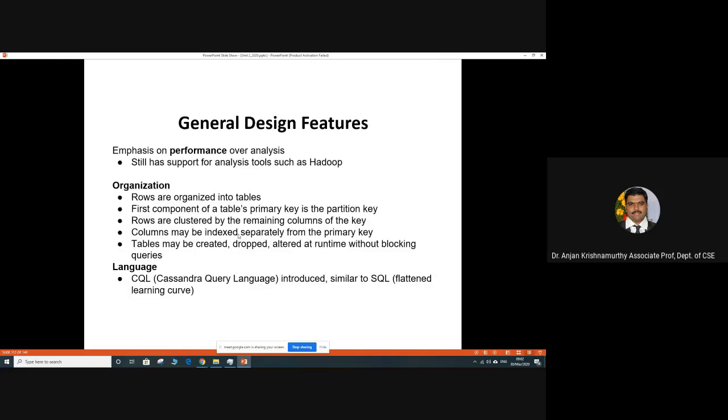So the general design features of Cassandra: it emphasizes performance over analysis. It has support for Hadoop. Rows are organized into tables. The first component of the table's primary key is a partition key in this case, right? Rows are clustered by the remaining columns of the key. The columns may be indexed separately from the primary key. The tables are created, dropped, and altered at runtime without blocking the queries. The language used for querying is called Cassandra Query Language, CQL, which is similar to that of SQL systems.